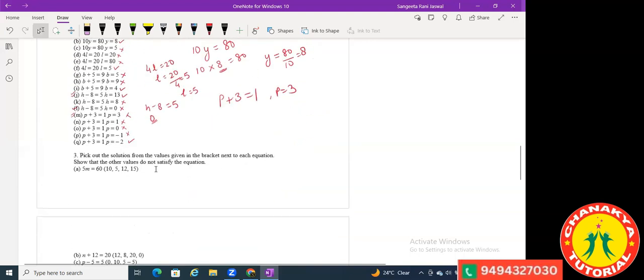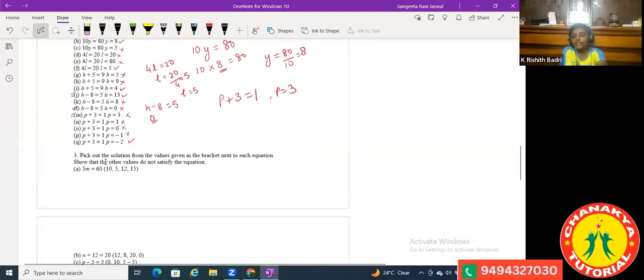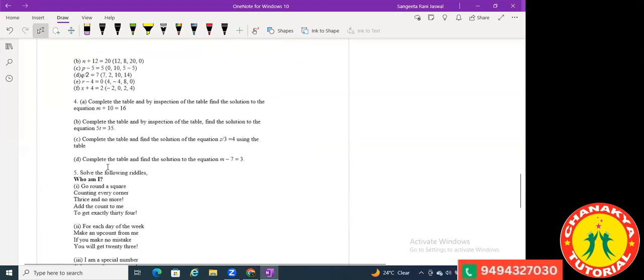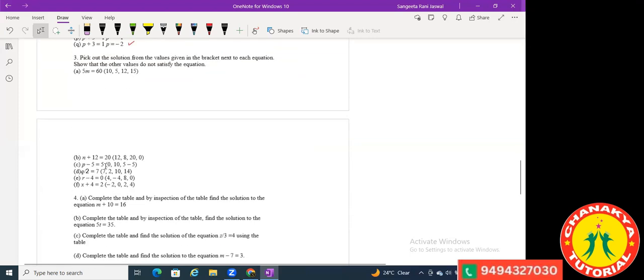So I hope you have understood this. Yes, ma'am. Okay, now see the next one. Pick out the solution from the values given in the bracket next to each equation. Now here there are some values given. You have to say which is the correct value for the variable.